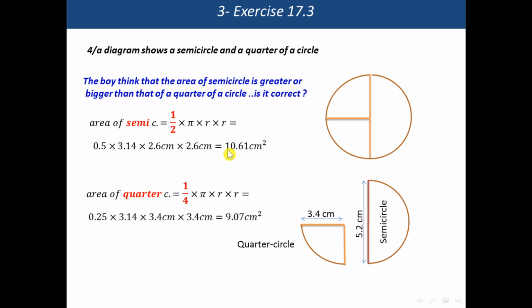Now you compare this area with this area. Which one is bigger? Of course, this one is bigger. So the boy is correct. The area of the semicircle is bigger than the area of a quarter of a circle.